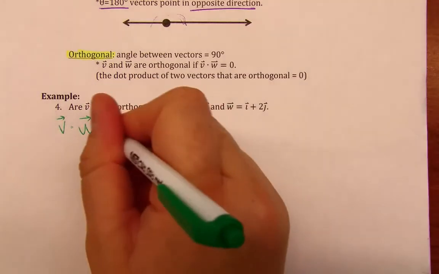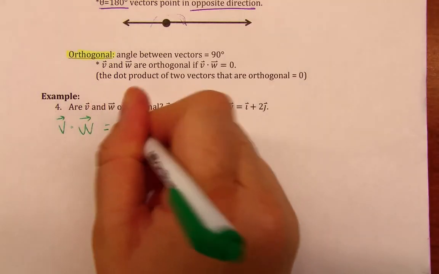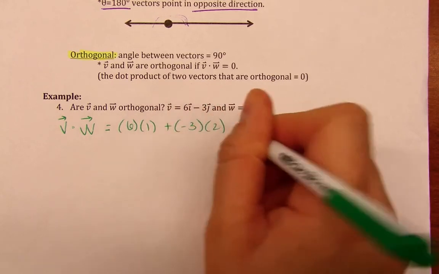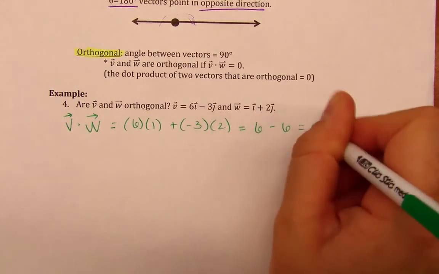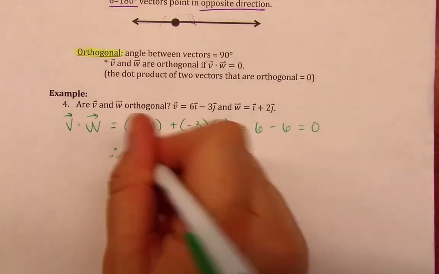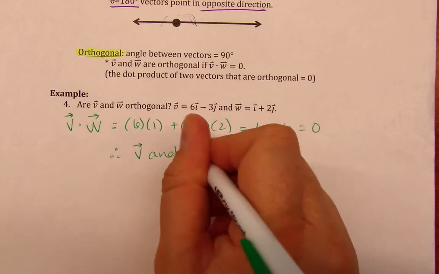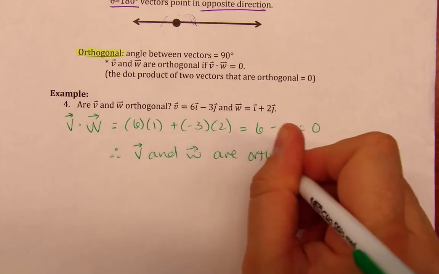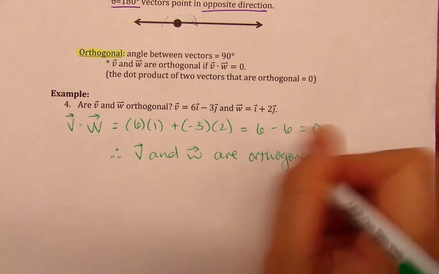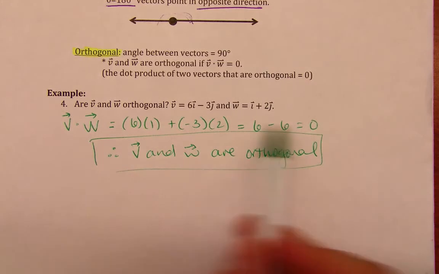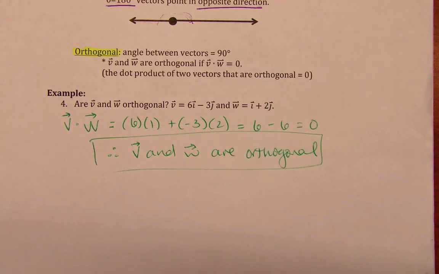So we have these two vectors. We're doing the dot product, and we have 6 and 1 plus negative 3 and 2. And that's 6 minus 6, which is 0. So therefore, vector v and vector w are orthogonal. And this is what I should see for your work here. So this is our answer, and there's my work. And that brings us to the end of section 6-7.